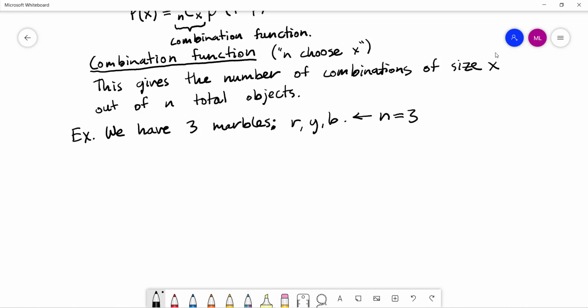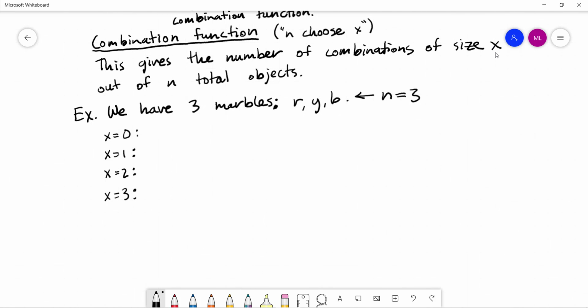So I want to let x be equal to 0. I want x to be equal to 1, x equal to 2, and x equal to 3. These are the different cases I want to look at. We'll come back to this x equals 0 case last because it's kind of the least intuitive, but it makes more sense once we've got the other ones. But let's look at x equals 1.